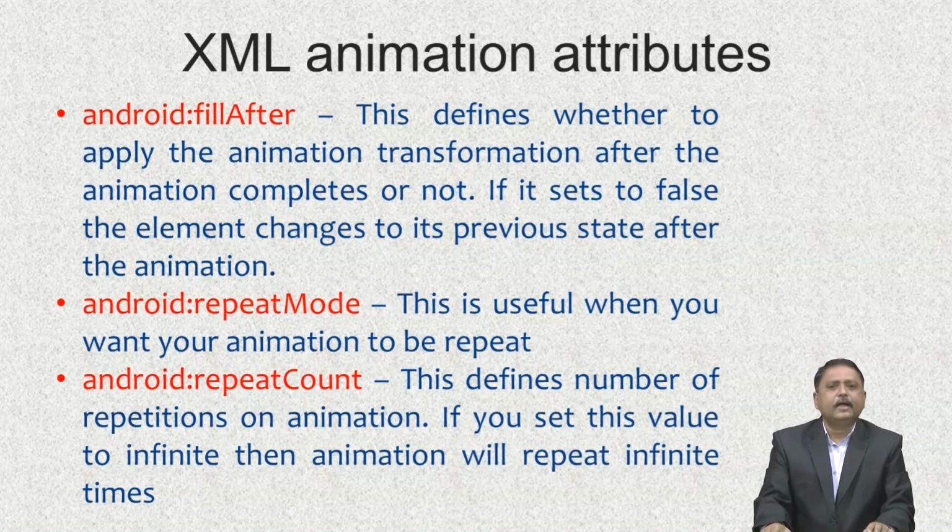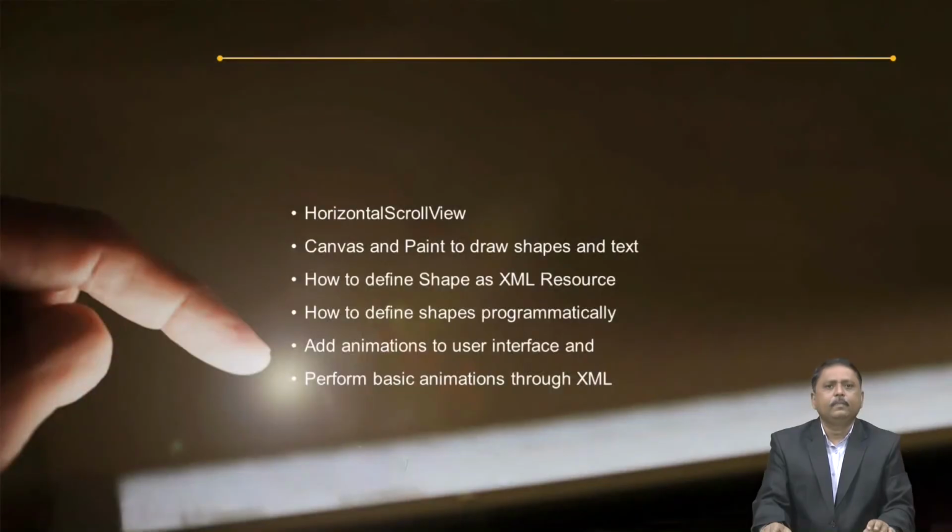So these are some of the XML attributes that we will use to perform animation, and we will specify all these attributes in an XML file. And remember, all animations are defined inside the anim directory inside the resource folder of your application, and inside it we can define multiple animations.